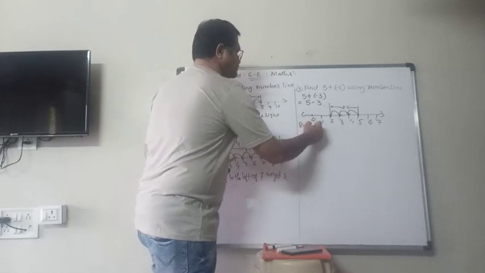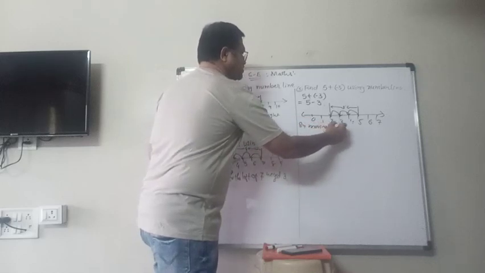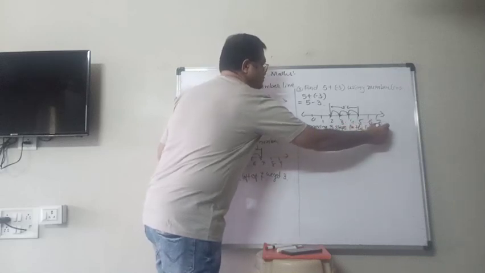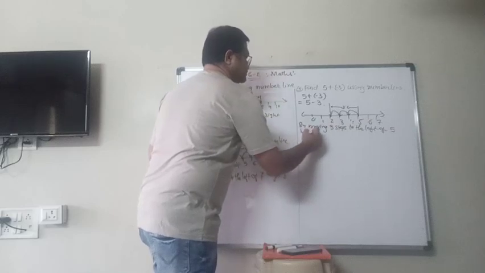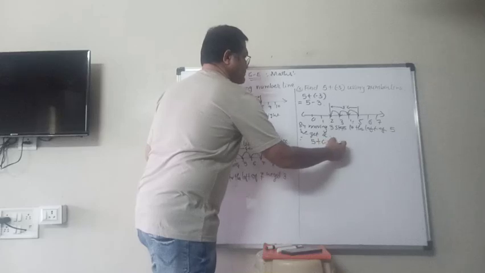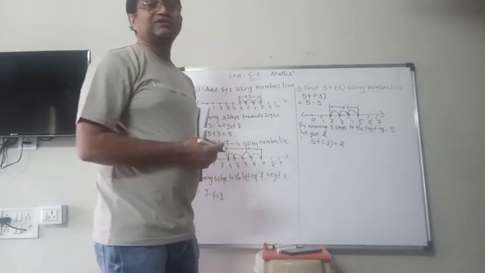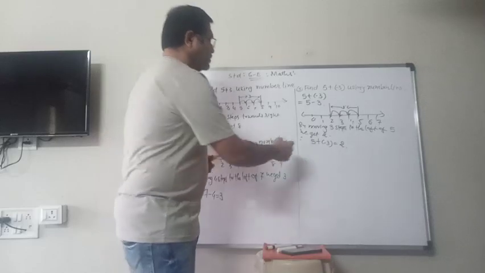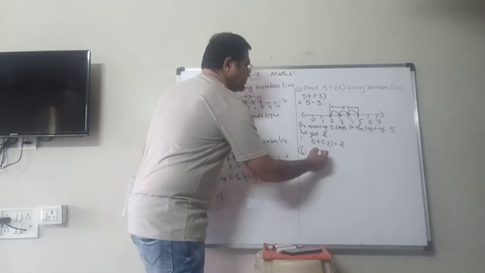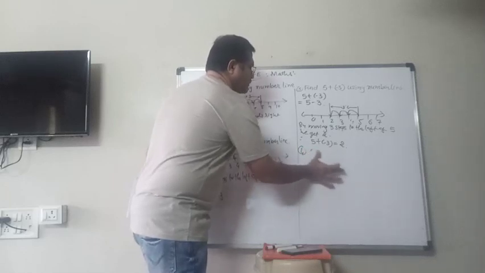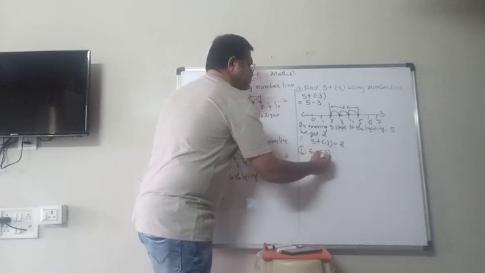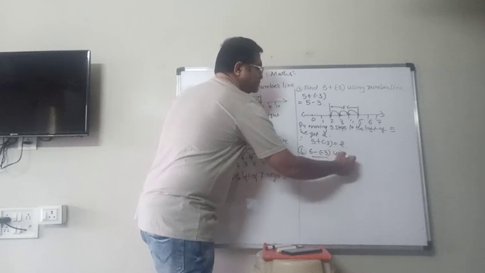So by moving 3 steps to the left of 5 we get 2. Therefore 5 plus minus 3 equals 2. Similarly, if it is like that, 6 minus minus 3 using number line.